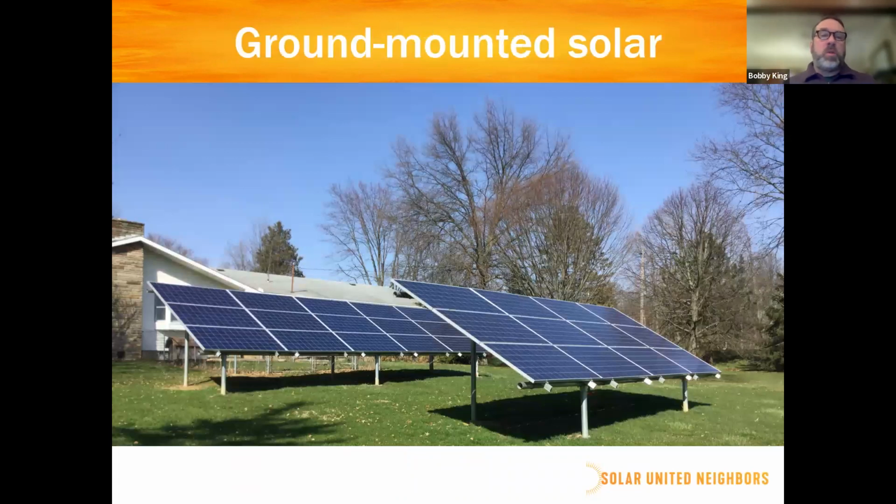A ground mounted solar. Ground mount is a great option if you have the space. You can orient the panels perfectly to get the best amount of sun. They're a little bit more expensive up front because you've got more material costs in the ground mount racking system, but they're a good option if you can afford them.